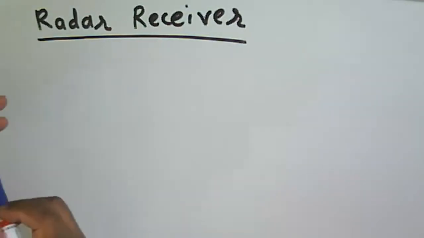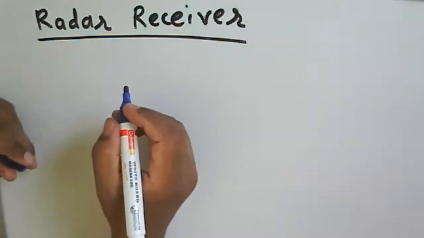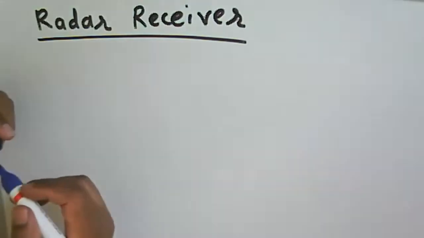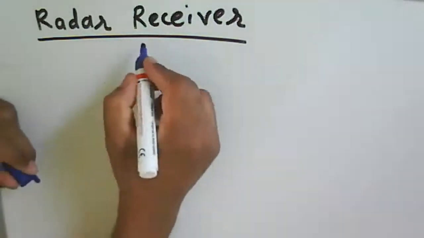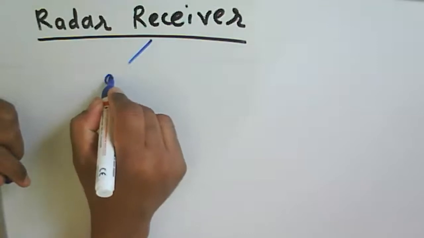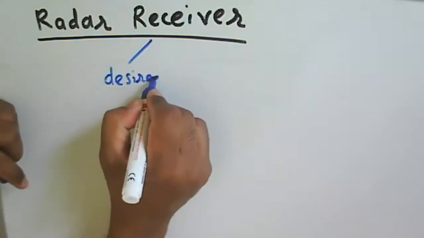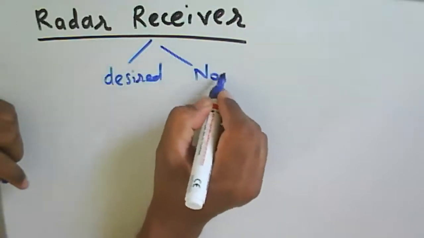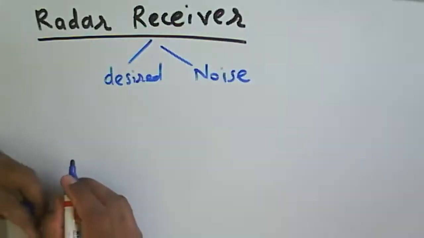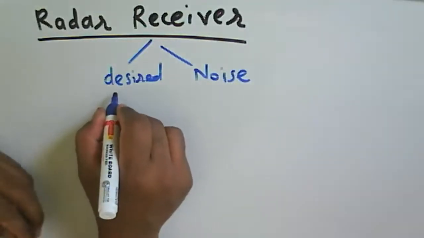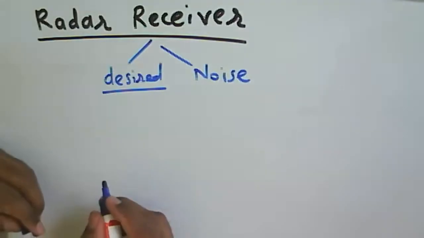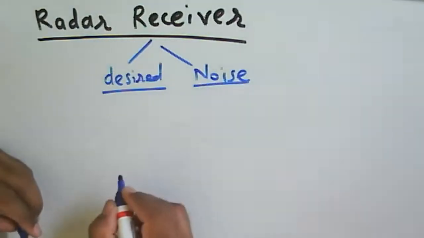The signal that reaches the receiver consists of noise or clutter. So at the receiver we get two types of signal: one is the desired signal and the other is noise. We are interested in the desired signal, so we need to suppress the noise.